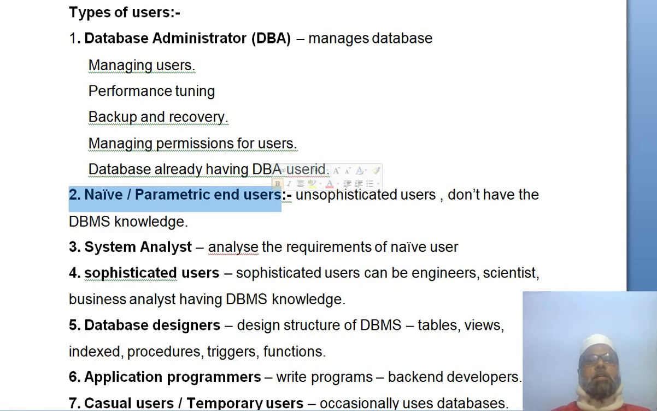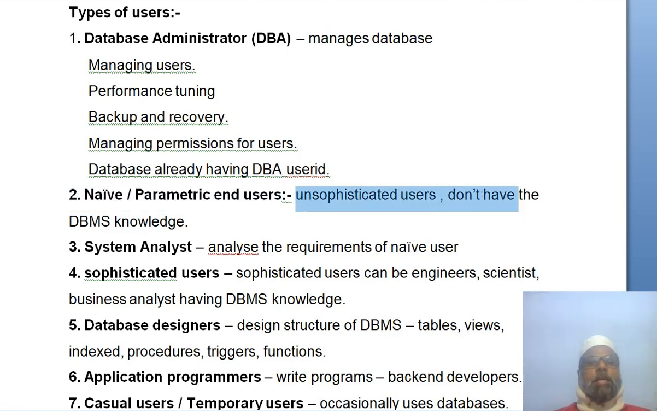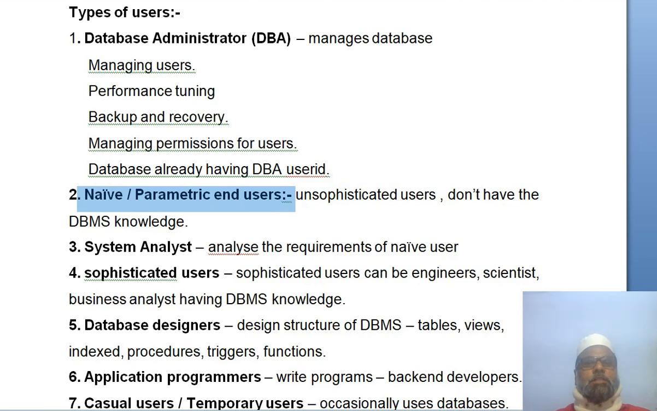The second user is the naive user or parametric user. Naive users are unsophisticated users. They don't have any DBMS knowledge, but they are working with the database's data. Here the users access the data by using application program interfaces or screens. Examples of naive users are the users who work at railway counters or airline counters, or clerks who work in the banking sector. They don't have database management system knowledge. By using interfaces they work in the database management system.